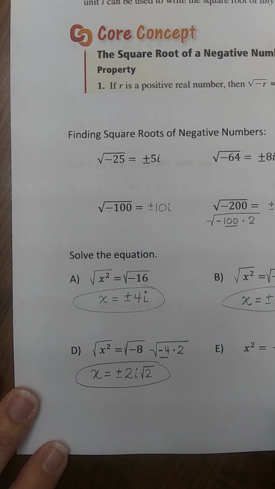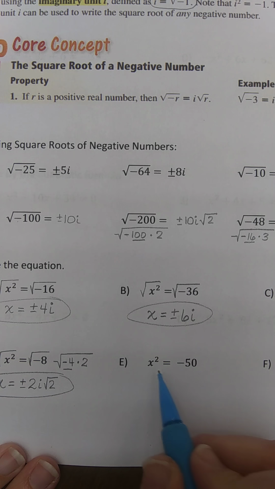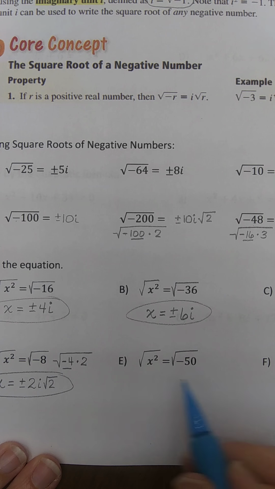2i square root 2 and negative 2i square root 2. Same thing happens for letter E. We need to take the square root to get x alone. What we do to one side, we do to the other. Squares and square roots cancel out, so we have x equals the square root of negative 50.